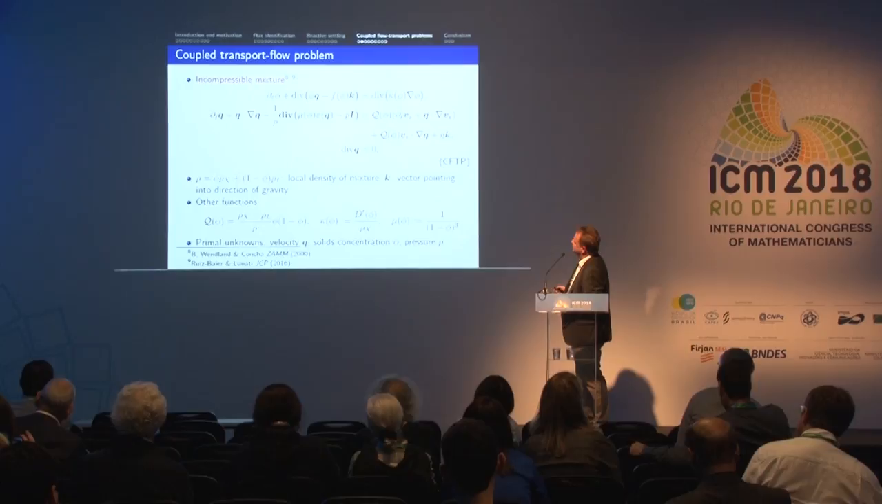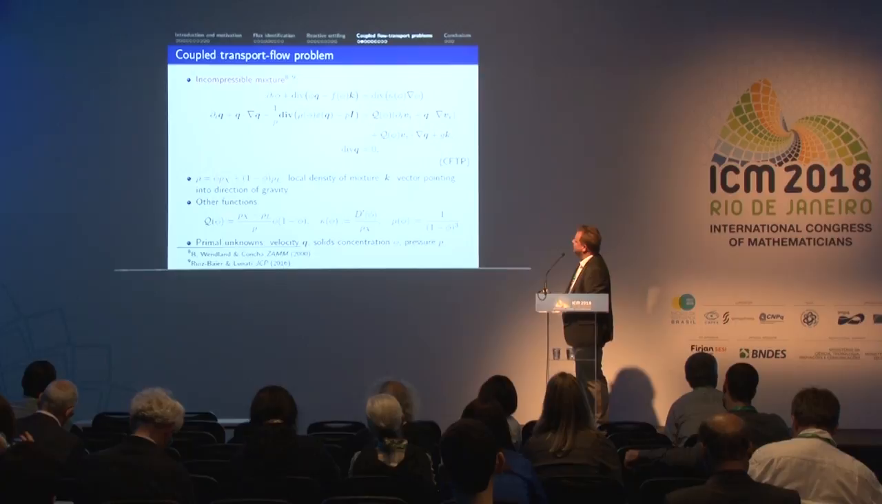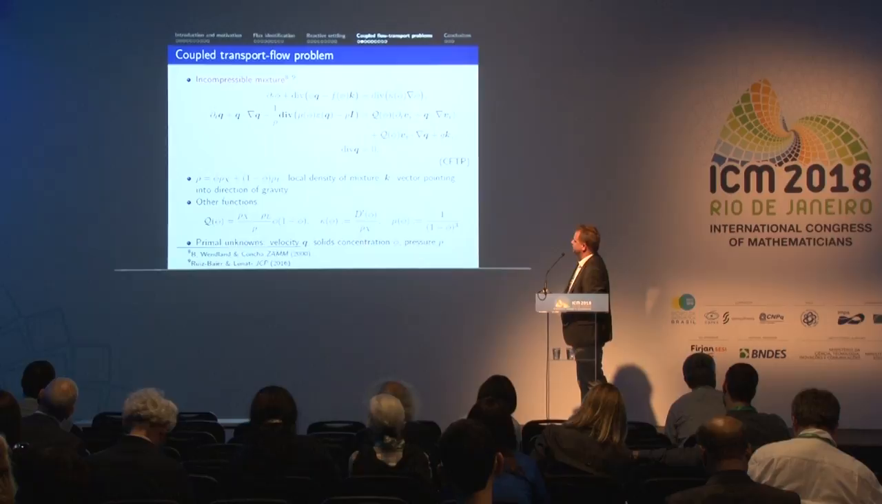Here on the right-hand side, we have certain terms that describe the interaction between the transport and the flow field that involve the local density of the mixture. k is a vector pointing in the direction of gravity, and there are certain other known model functions, including here a description of the compression process and here a nonlinear viscosity. So the primary unknowns are the velocity q, the solid concentration phi, and the pressure p.